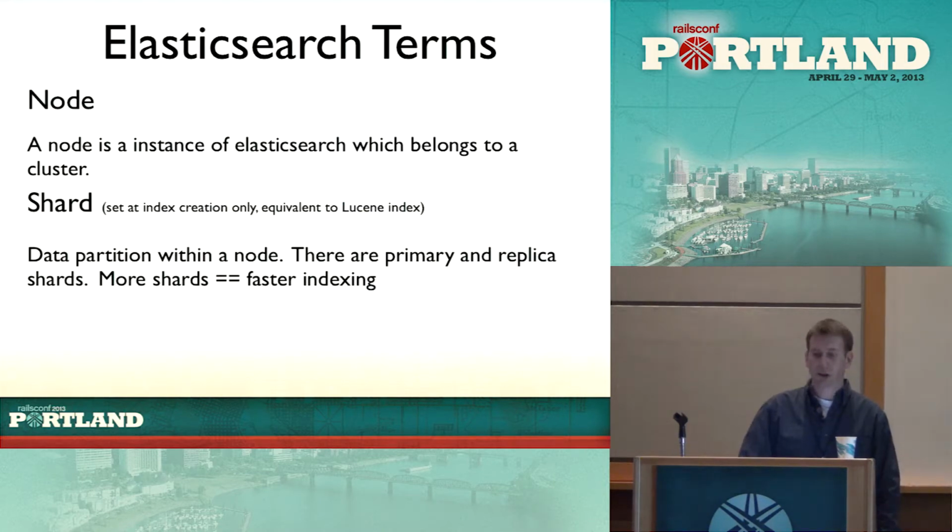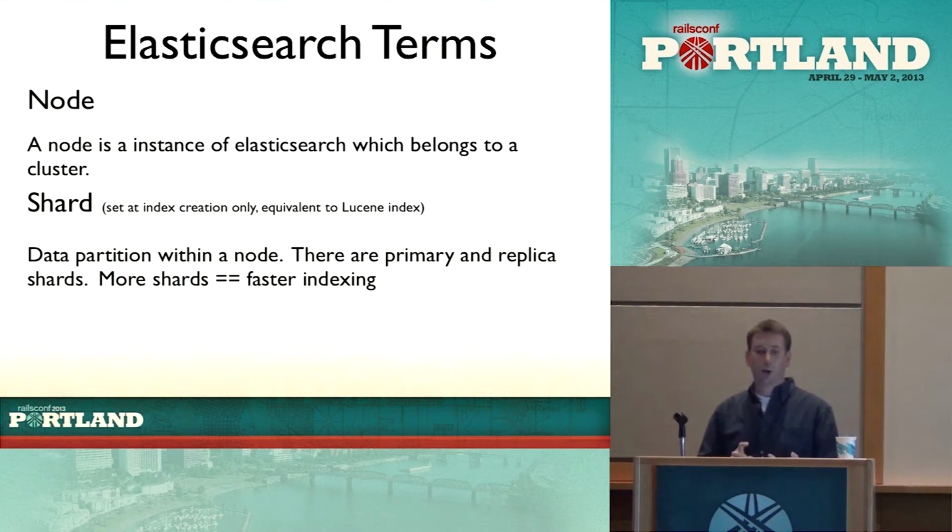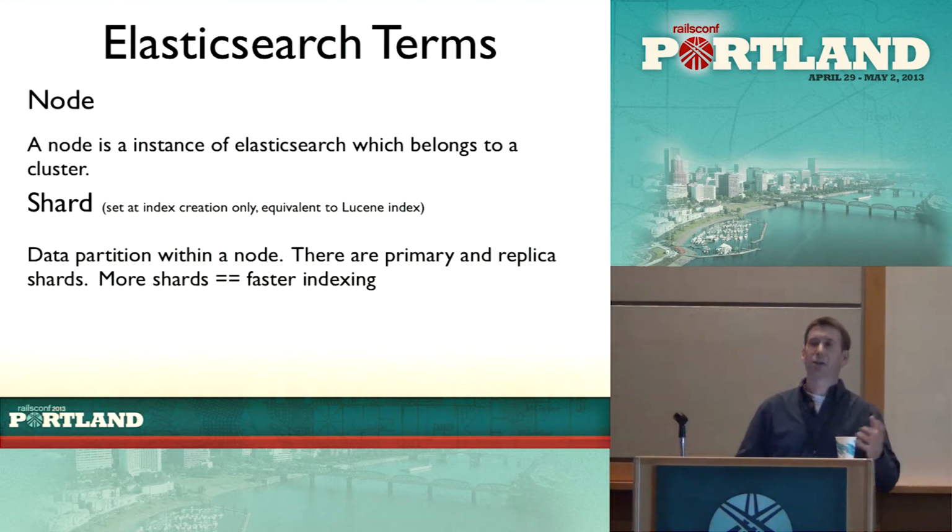The next piece is a shard, and the shard is the primary data partition within a node. And there are two types of shards: primaries and replica shards. The primary shards you actually specify at index creation time, and keep this in mind because this is an important point when you're trying to tune Elasticsearch. Generally, a rule of thumb is that the more primary shards you have, the faster you can index documents. And if you're familiar with Lucene, a shard is equivalent to a Lucene index.